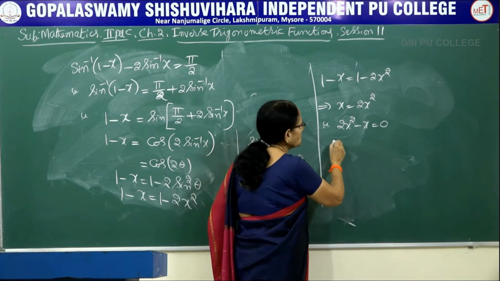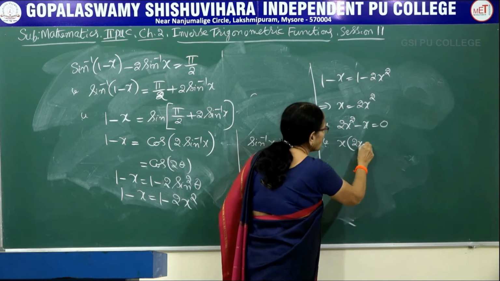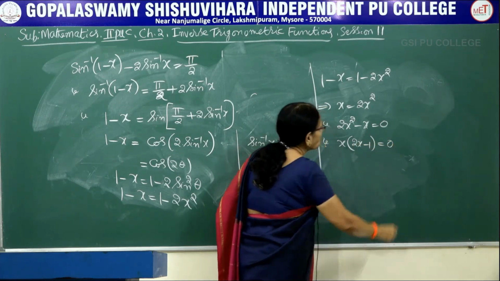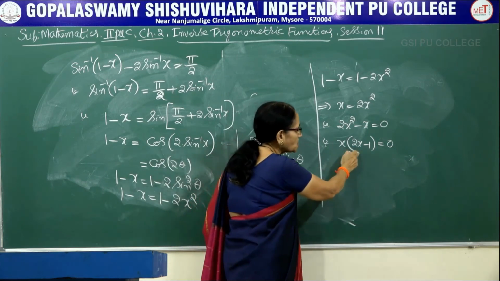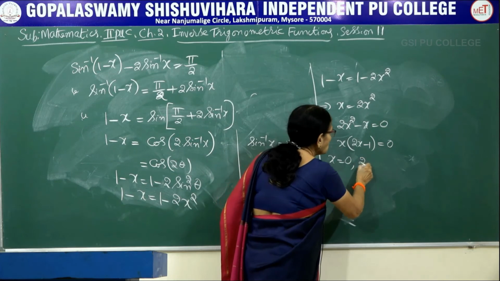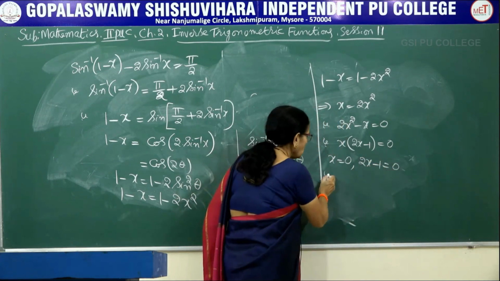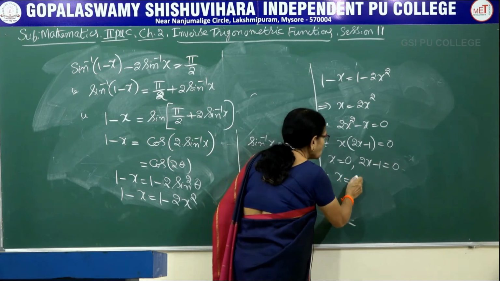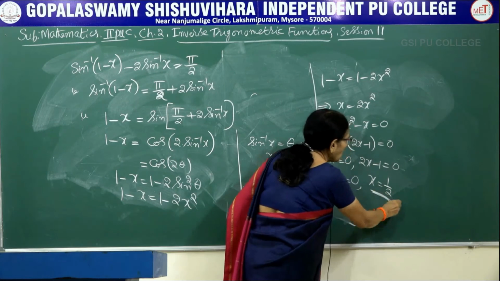We will do the factorization. Factorization means taking out a common factor. It is x into 2x minus 1 equal to 0. So product is 0 means either x would be 0 or 2x minus 1 would be equal to 0. That is, one value is x equal to 0, another value is x is equal to half.